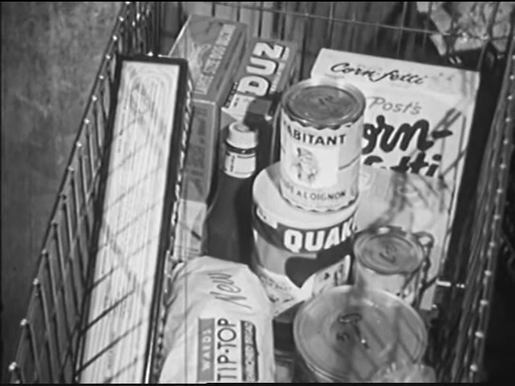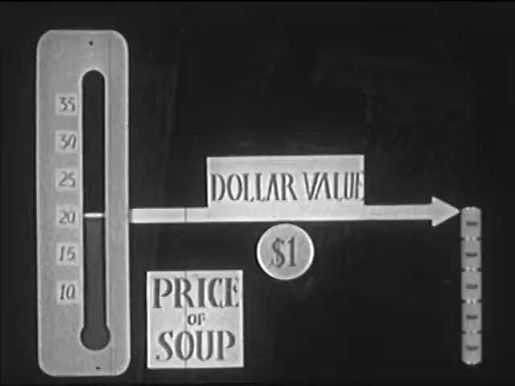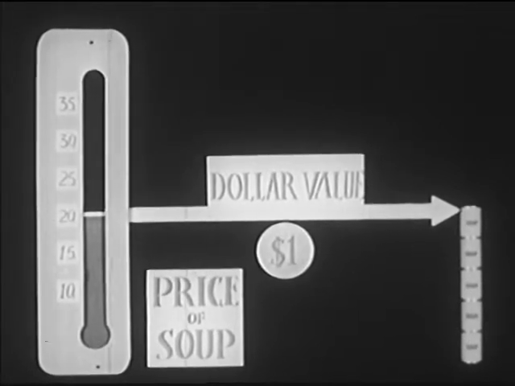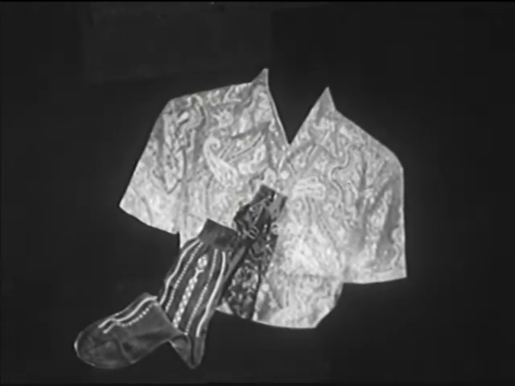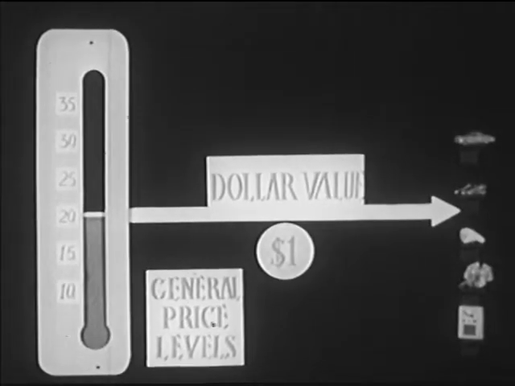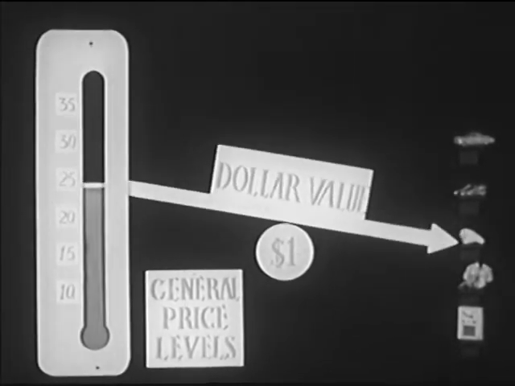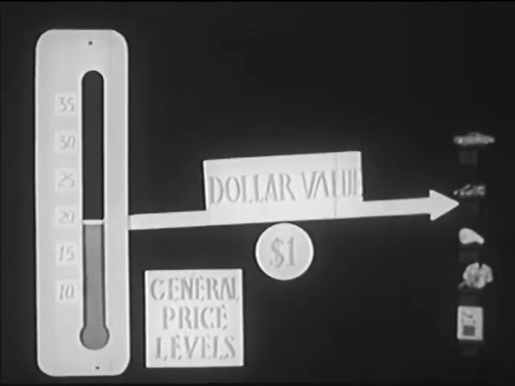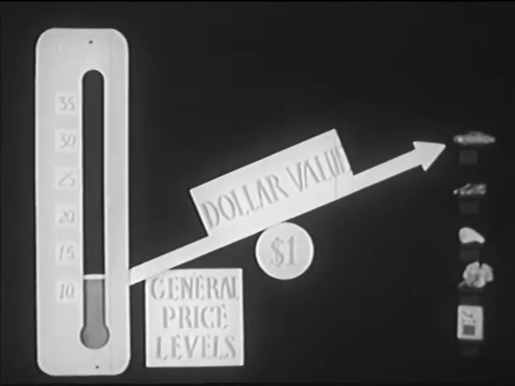But sometimes the prices of many things move upward or downward at the same time. So when we talk about the value of the dollar, we usually mean not the price of one article, but the prices of many articles. We're talking about general price levels. As the general price level goes up, the value of the dollar goes down. As the general price level goes down, the value of the dollar goes up.